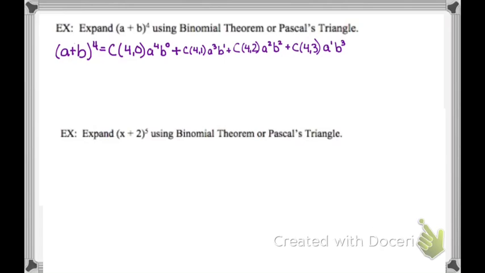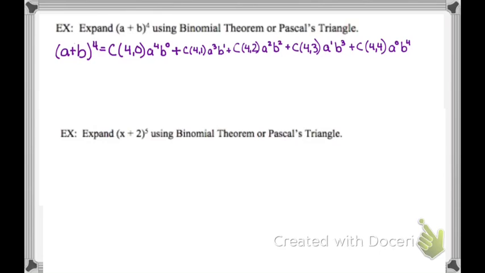Hopefully this pattern is semi-familiar to you from when we did it a little bit with Pascal's triangle. Now a is all the way down to 0, b is up to 4, and that's when we know we're done, when we've reached that n choose n, and also when our exponents have switched so that a is down to 0 and b is up to 4.